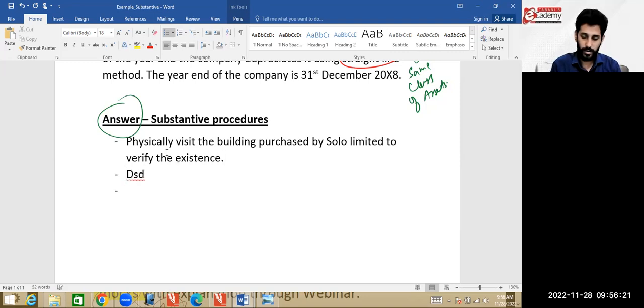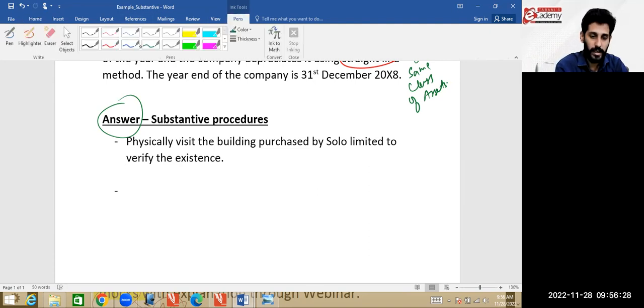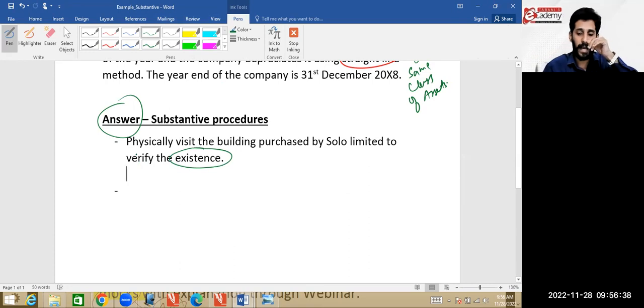You got 1 mark for it. Physically visit the property. And the thing which is written here is the existence. Existence is the assertion. So you have written the procedure, source, and the existence. Next, when the property exists, I had verified it through my physical visit over there. It's my property, Solo Limited. How will you be verifying this?